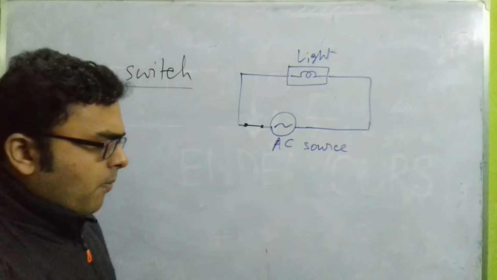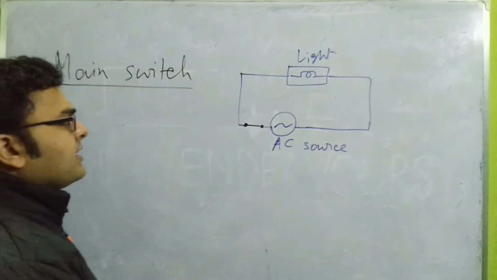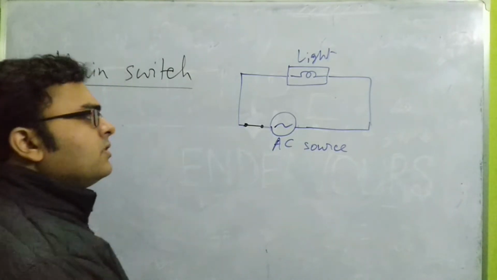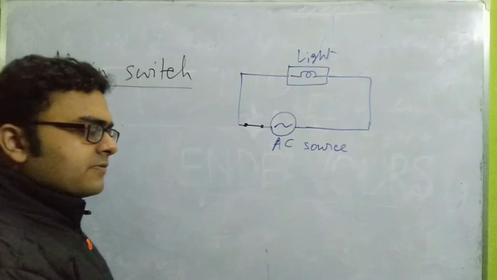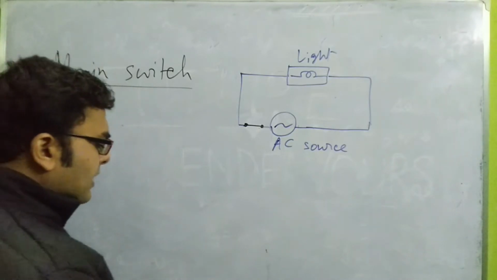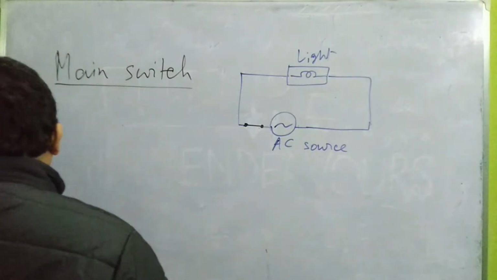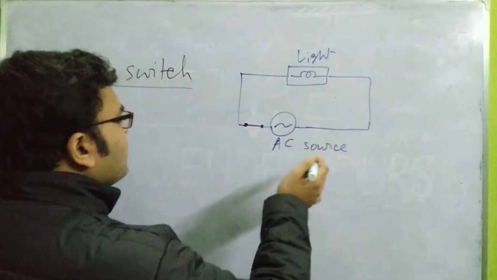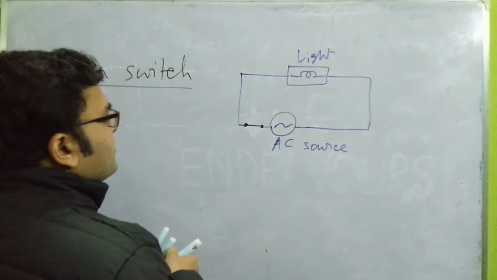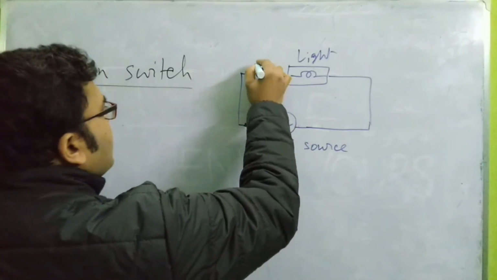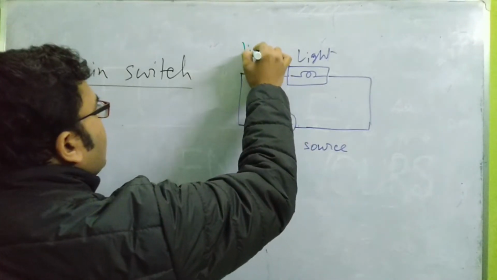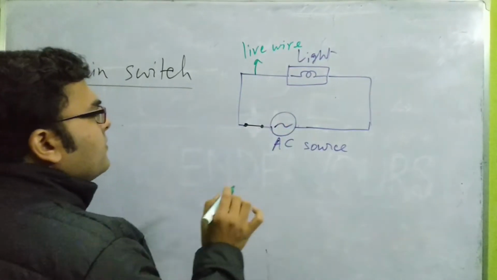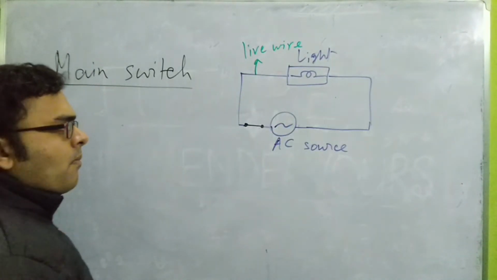See, I can say that there are 2 wires that are connecting the AC source, or it may be a DC source also, to the electrical appliance. One wire is this. One wire is this, that is taking the current from the AC source, or say it may be a DC source also, from the source to the light. This wire, remember, is called the live wire, that takes the current from the source to the appliance.